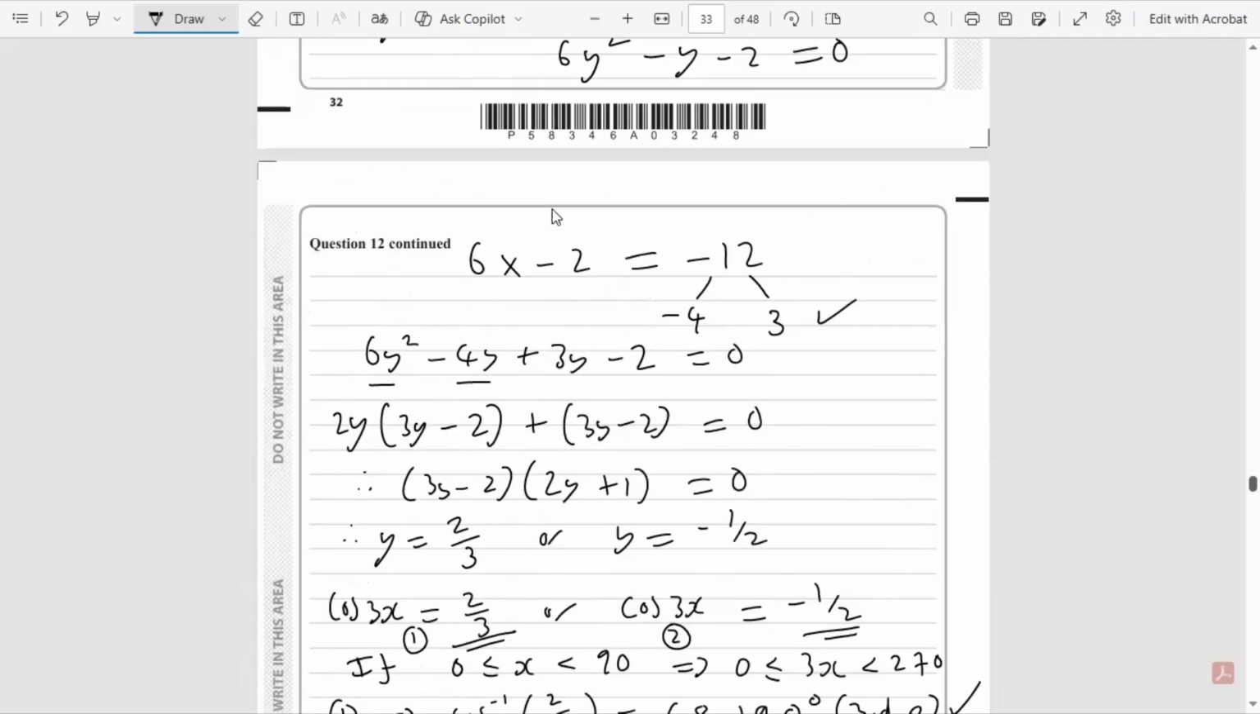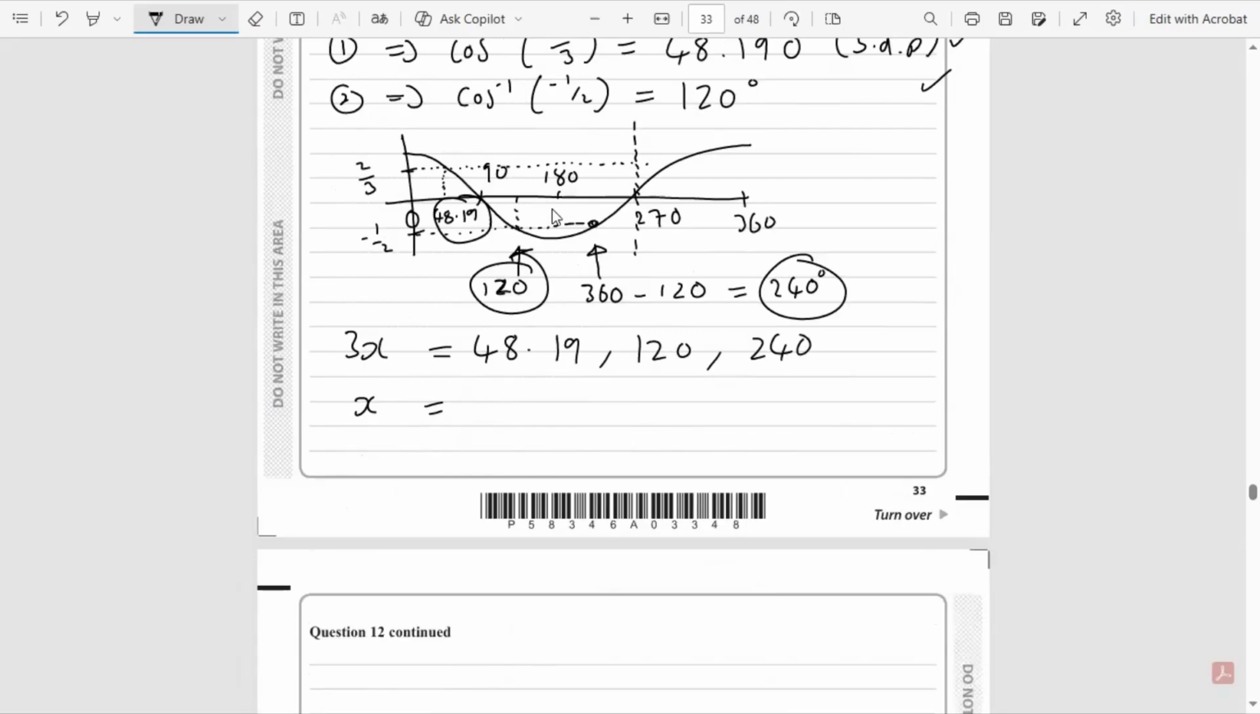This will give you 16.1. So 16.1 degrees. Divide 120 by 3 is 40 degrees. Divide 240 by 3, that would be 80 degrees. And those are our 3 solutions there to 1 dp where required. I mean, the 40 and the 80, you can just leave that as integers, that's fine. But the 16.1, we've rounded that to 1 decimal place.